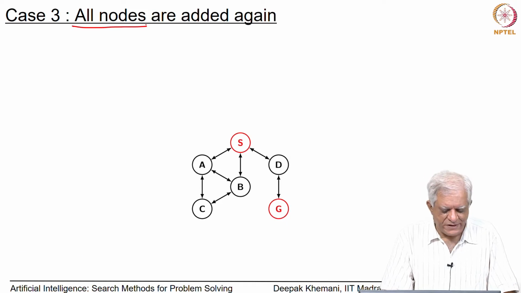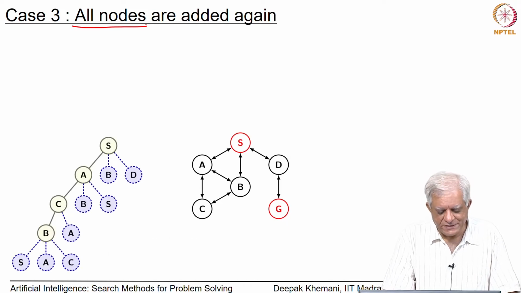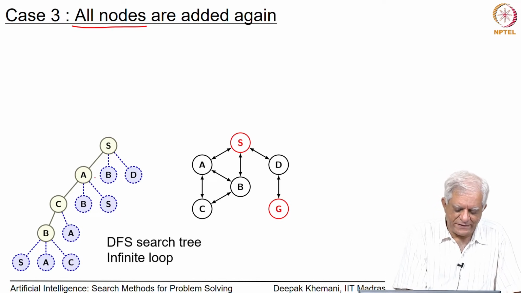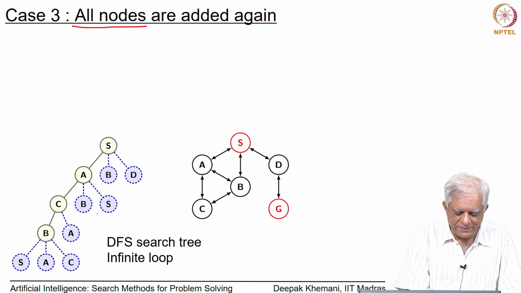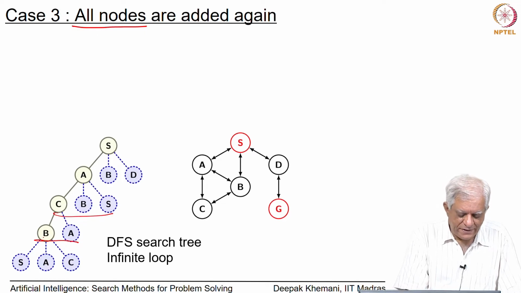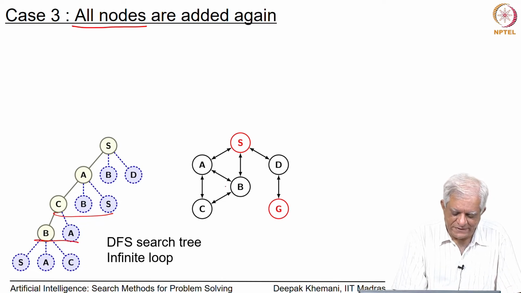So, as you can see, for the case of depth first search, at every stage we add the same nodes. For S we add A, B and D, because those are the 3 children of S. For A we add C, B and S. For C we add B and A, because these are the 2 children of C, and again for B we add C, A, S, A, C again, because these are the 3 children of B.